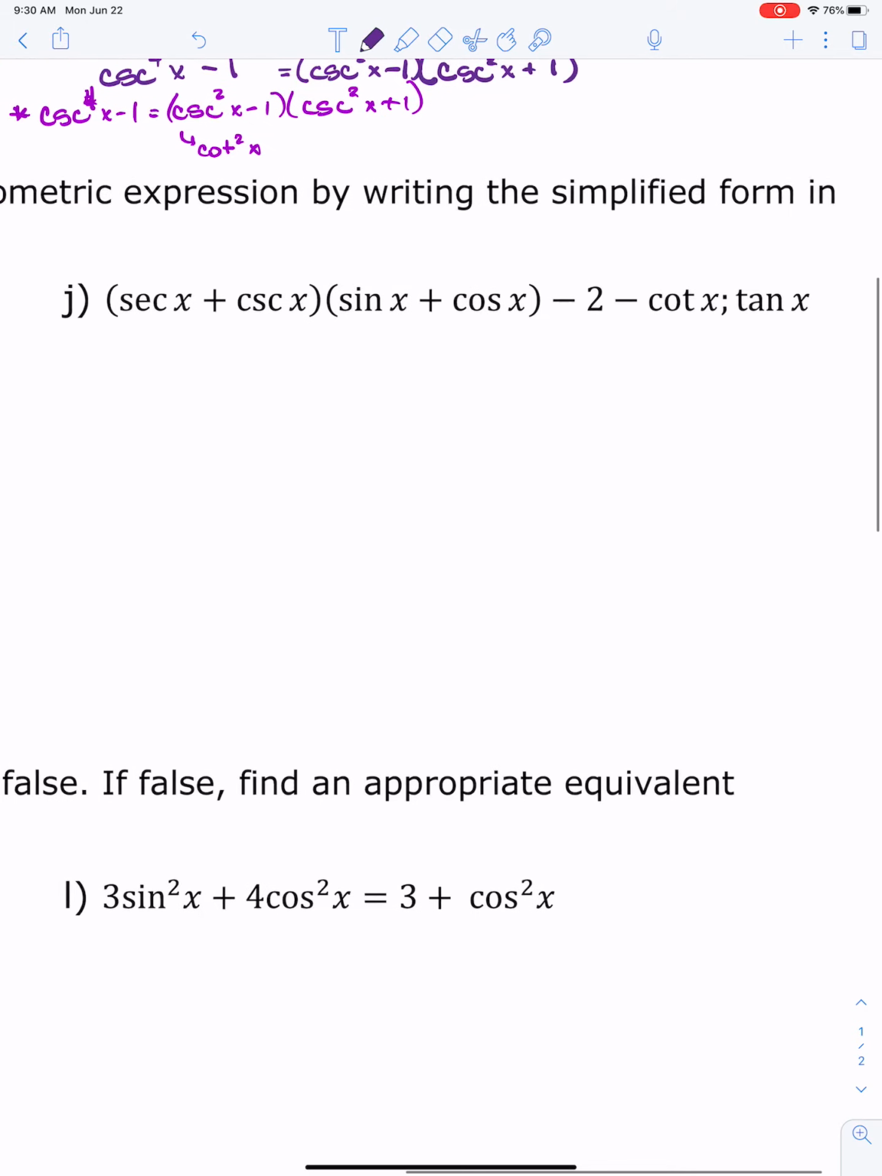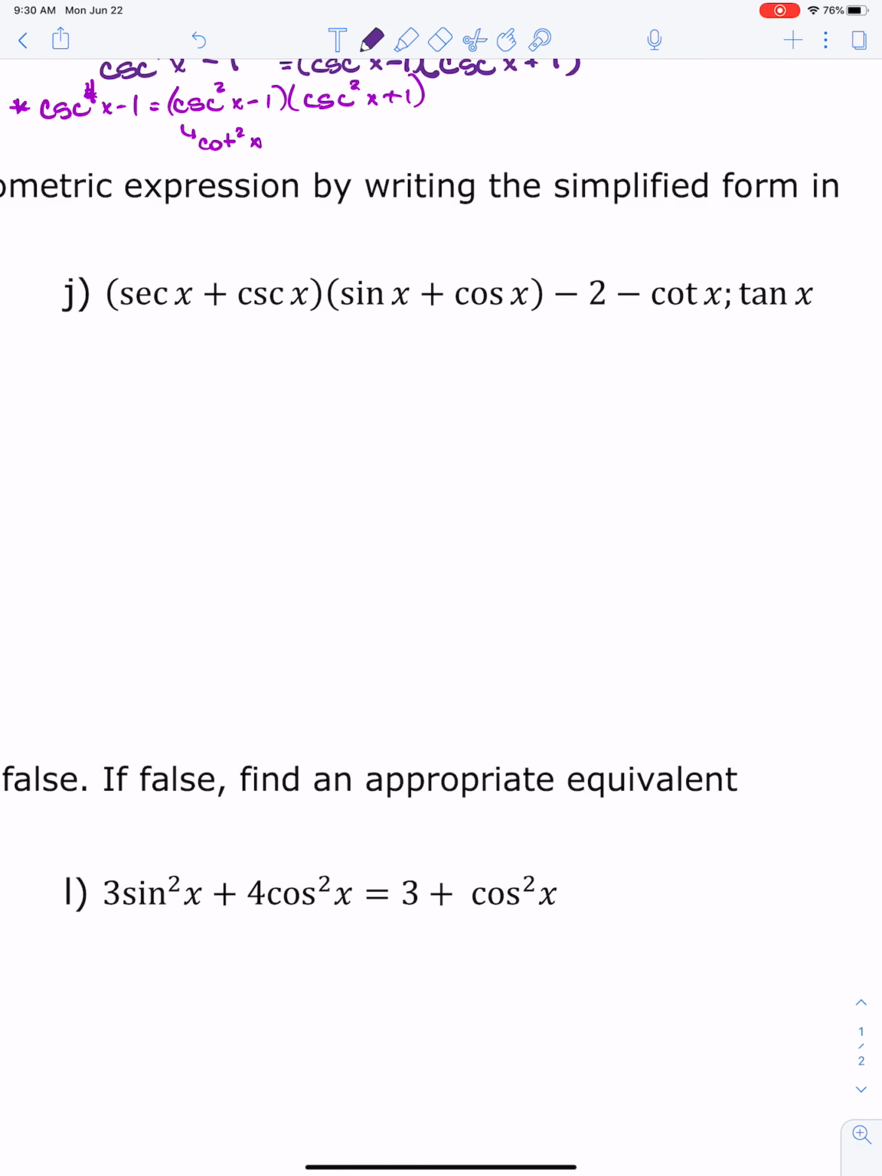J looks like so much more fun because there's so much going on here. I'm going to start by rewriting everything in terms of sines and cosines. So I have 1 over cosine x plus 1 over sine x times sine x plus cosine x. That's promising. Minus 2 minus cotangent, which is cosine of x over the sine of x.